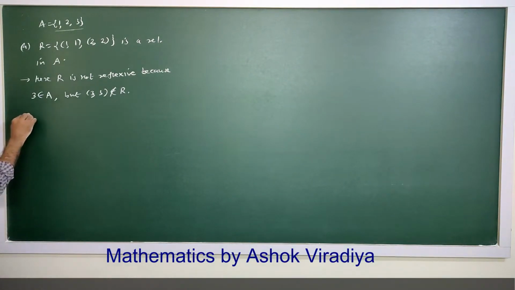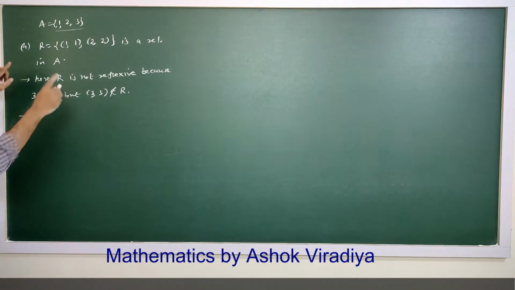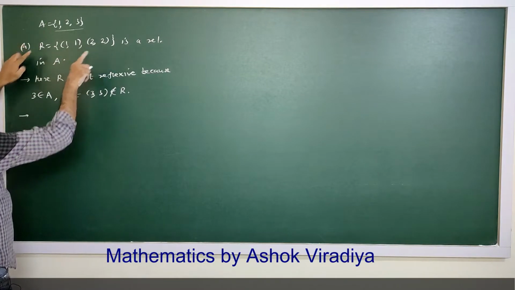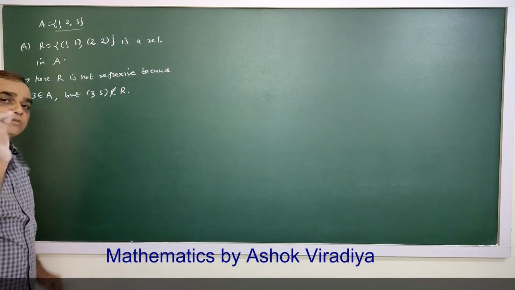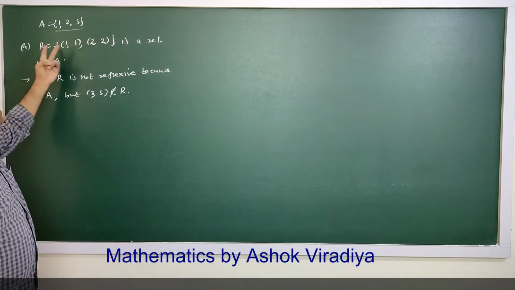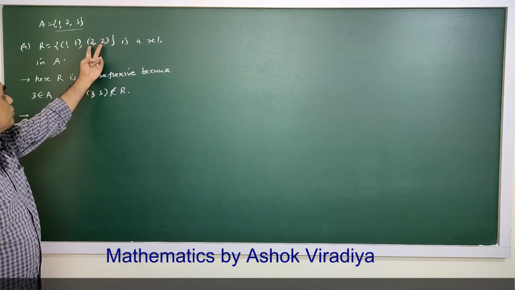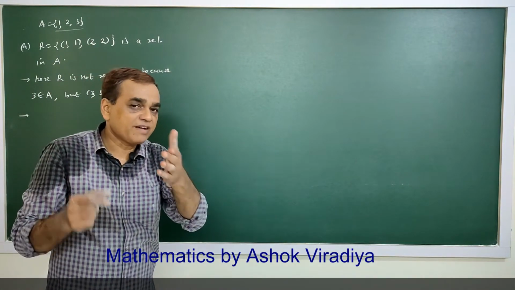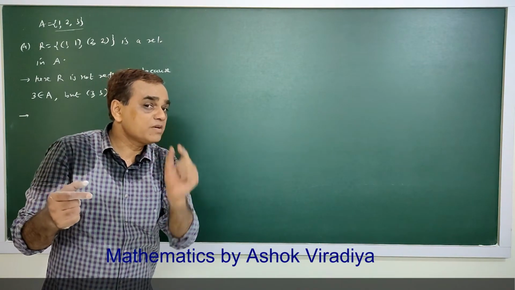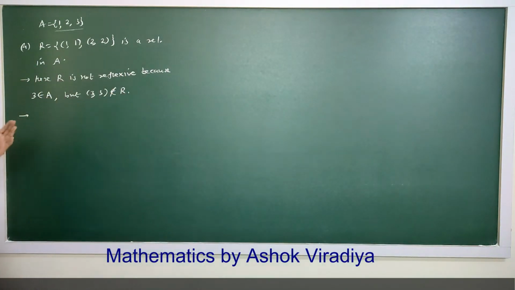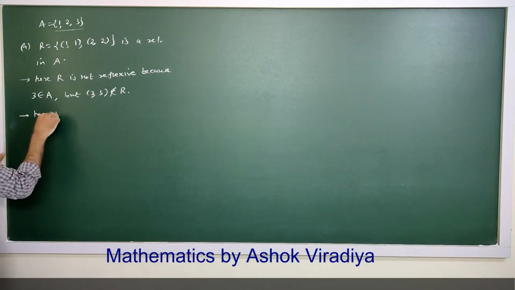Second property, is it symmetric? For symmetricity, check every element of the relation. The inverse of every element must be in itself. The inverse of 1 1 is 1 1, it is in R itself. The inverse of 2 2 is 2 2. The inverse of AB is BA. For every AB belonging to R, if you find BA belonging to R, then it is symmetric. So here R is symmetric.